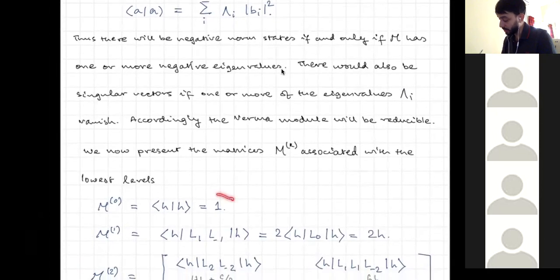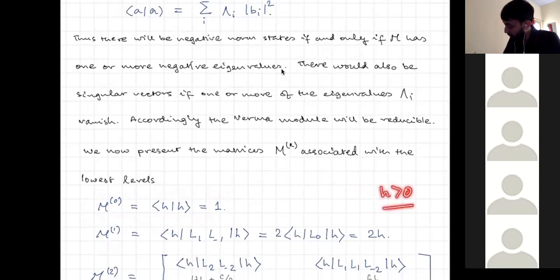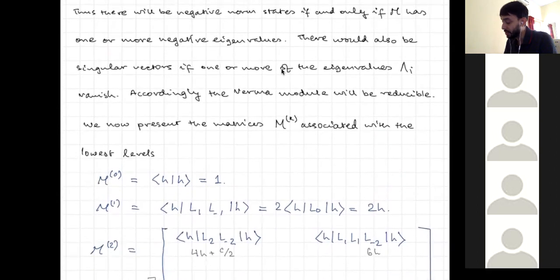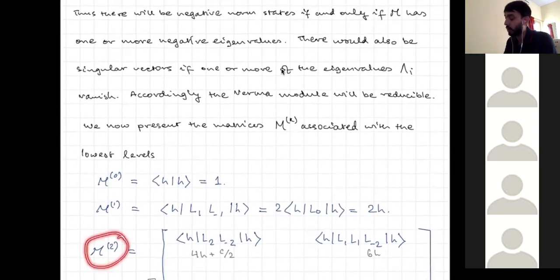So the first one is just 1. So 1 being greater than 0 is obviously trivially satisfied. So M1 gives you h has to be more than 0. This is already something that we have seen. And now the second thing, M2, is going to give you something which is non-trivial.